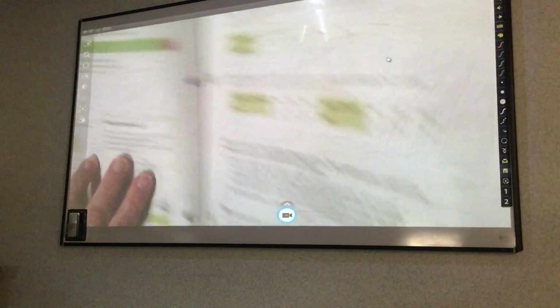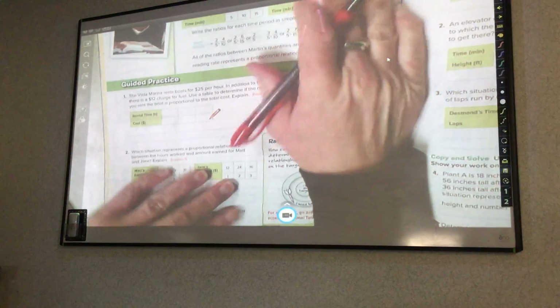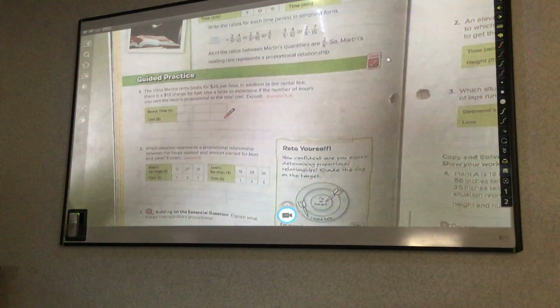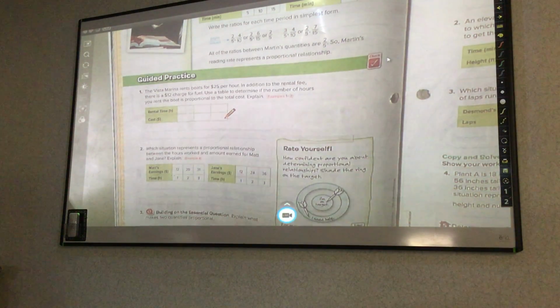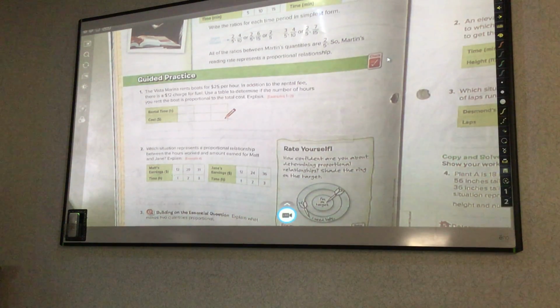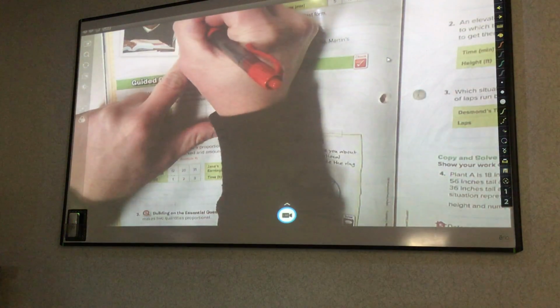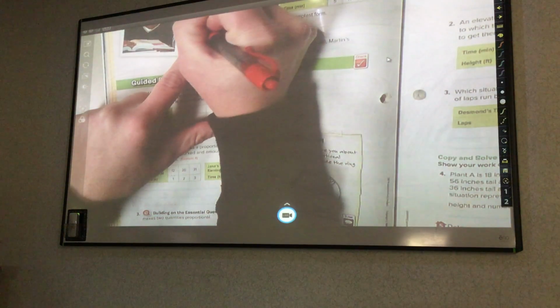Okay, let's look at another example. You guys see how you have to find the constant, you have to find an equation, you have to label x and y. The tables shown represent the number of pages Martin and Gabriel read over time. Which situation represents a proportional relationship between the time spent reading and the number of pages read? So it's pages per minute.